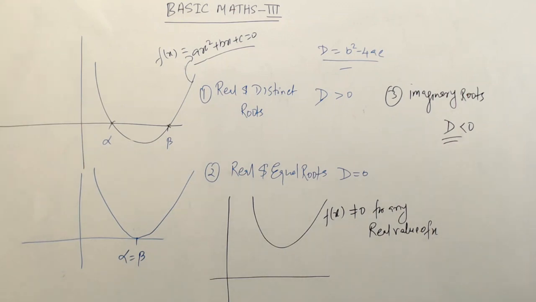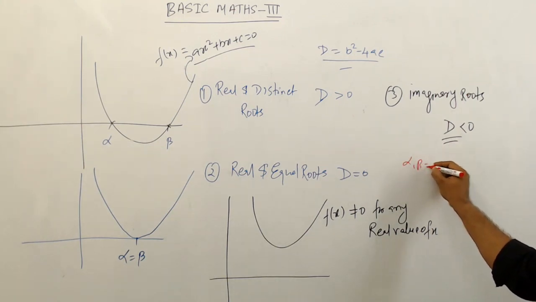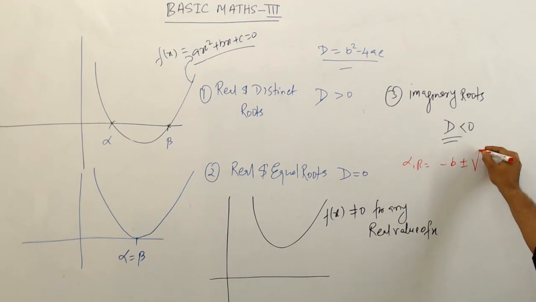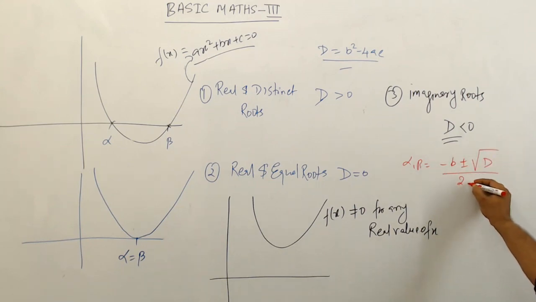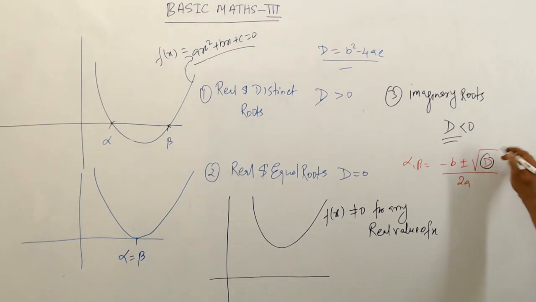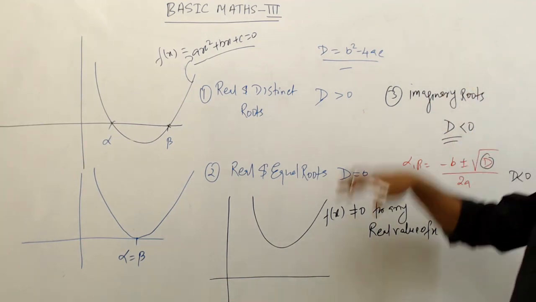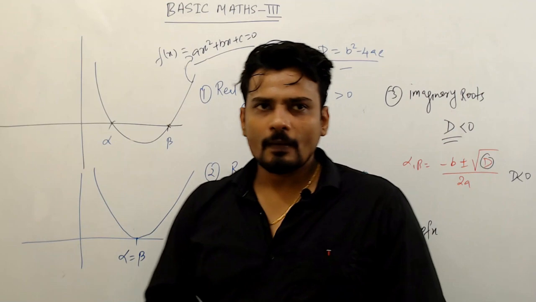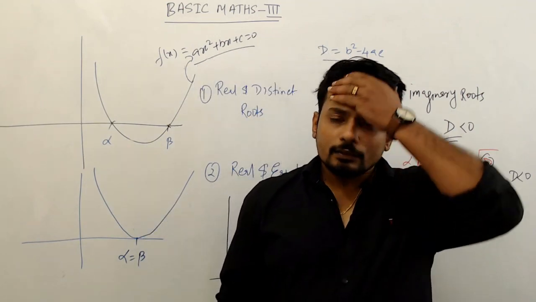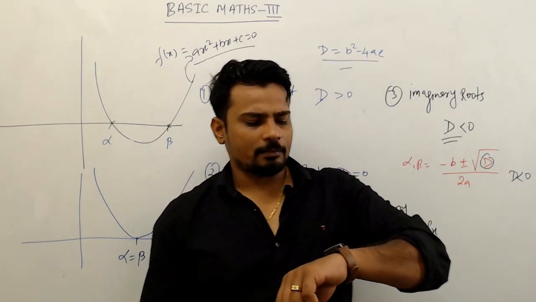Why does d have to be less than 0? If you remember, alpha and beta were given as minus b plus or minus root of d upon 2 times a. We know that inside a root, if the value is negative, that is an imaginary number. So if this becomes lesser than 0, then that is when it becomes imaginary. So that is the whole idea behind this. All good? Okay.